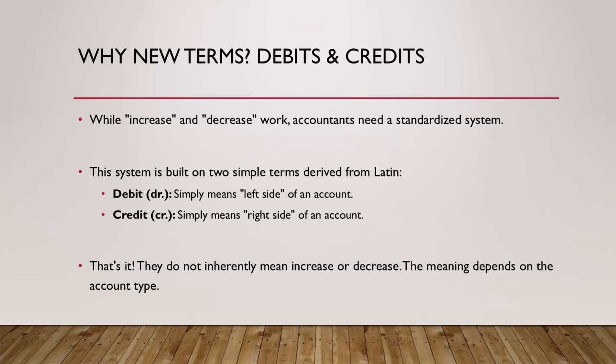You might be wondering why we can't just stick with increase and decrease. The reason is that accounting needs a standardized universal system that works for all accounts, and that system is built on two simple terms derived from Latin. A debit simply means the left side of an account. A credit simply means the right side of an account. It is critical to understand that these terms do not inherently mean increase or decrease. Their effect depends entirely on the type of account we are looking at.